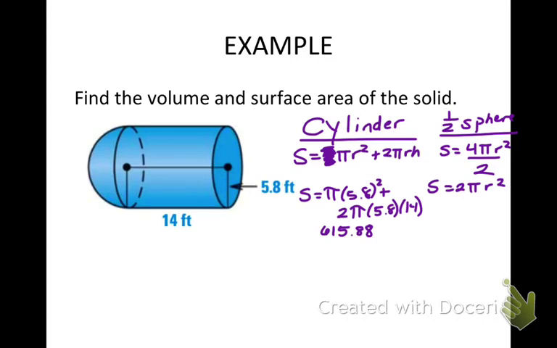Now let's go over to half the sphere. Still has the same radius. So 2 pi times 5.8 squared is 211.37. So to get the total surface area, we're going to add those two numbers together. So 615.88 plus 211.37 gets me a total surface area of 827.25. My units are feet, and then I will square them.